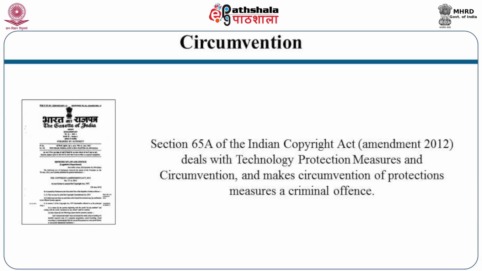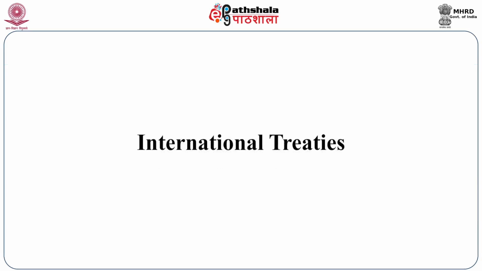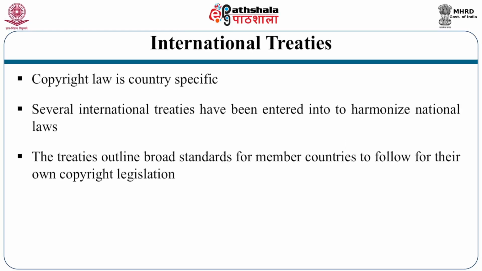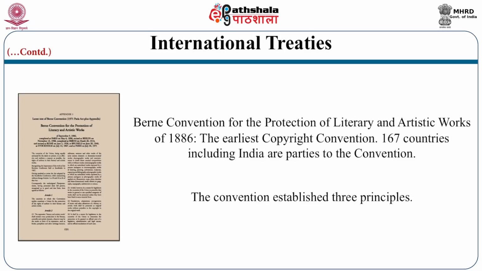As in every other form of intellectual property, you have international treaties for copyright also, because copyright law is country specific and several international treaties have been entered into to harmonize national laws, and the treaties outline broad standards for member countries. The earliest treaty is the Berne Convention. The Berne Convention for the Protection of Literary and Artistic Works of 1886 is the earliest copyright convention. 167 members including India are parties of the convention.